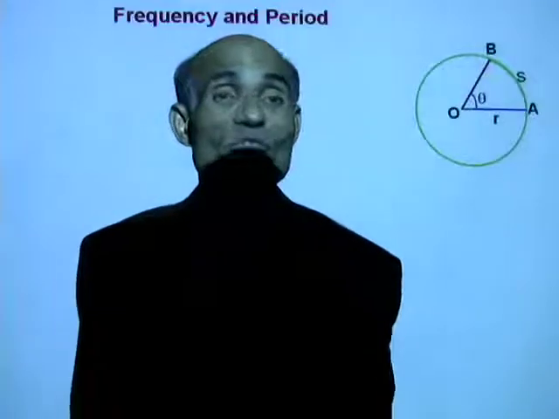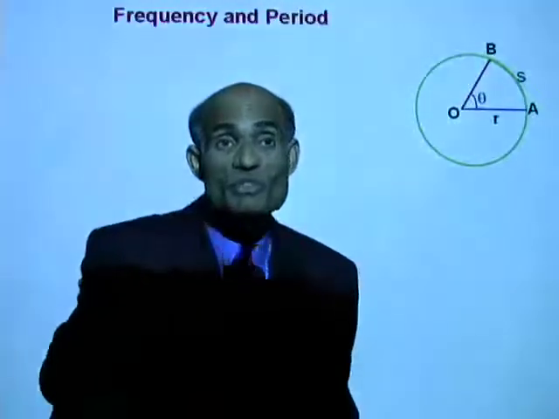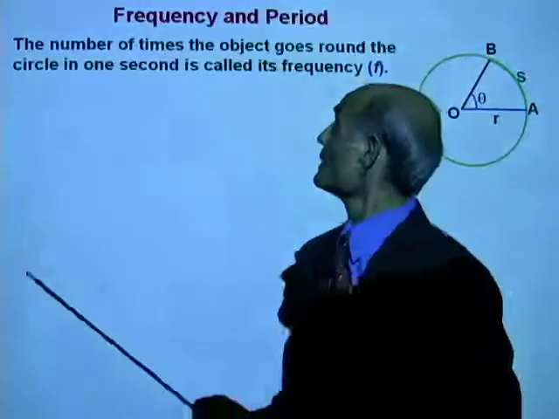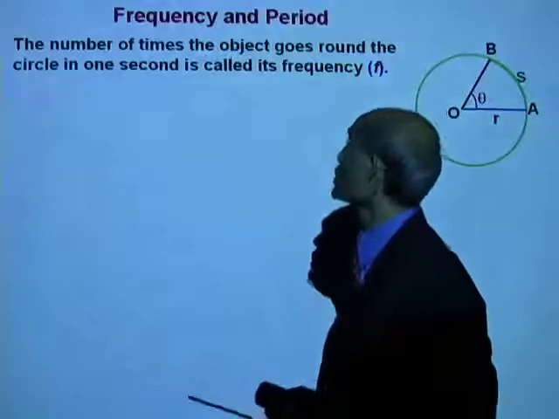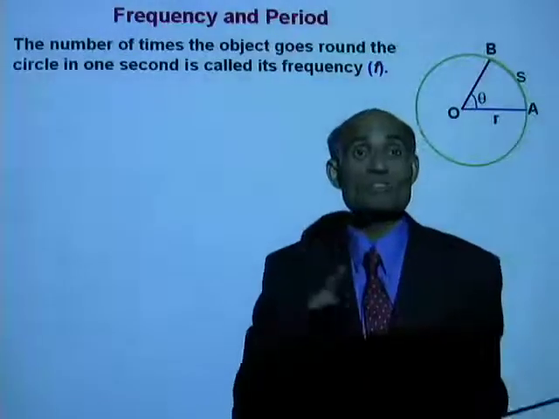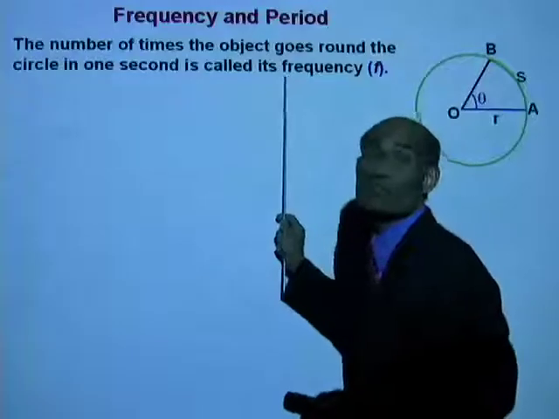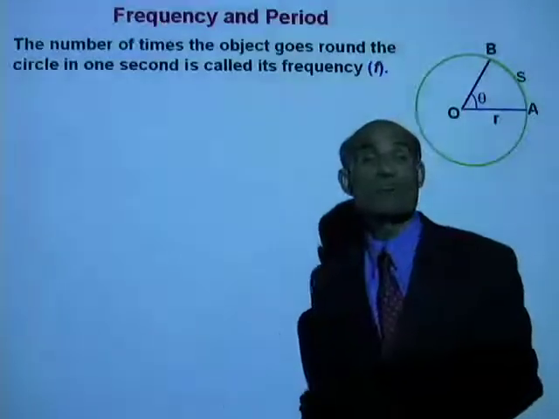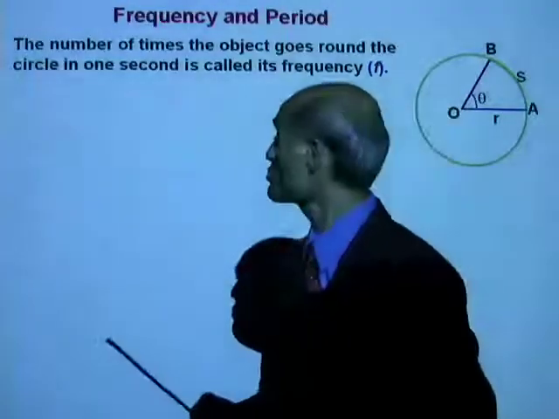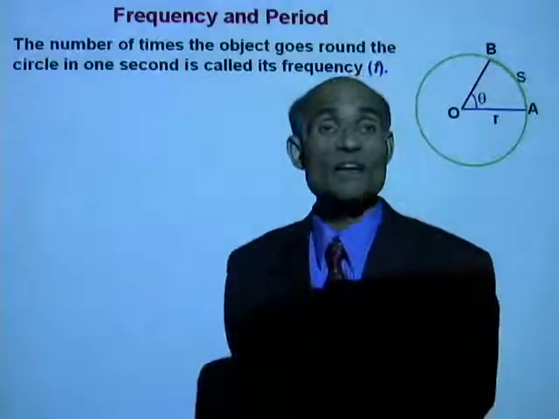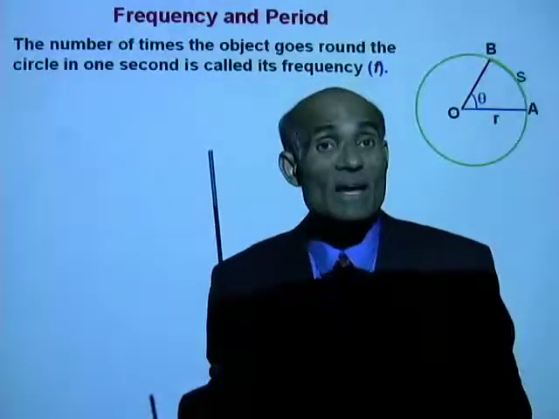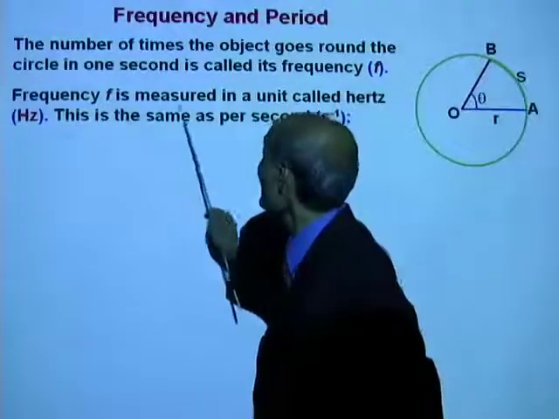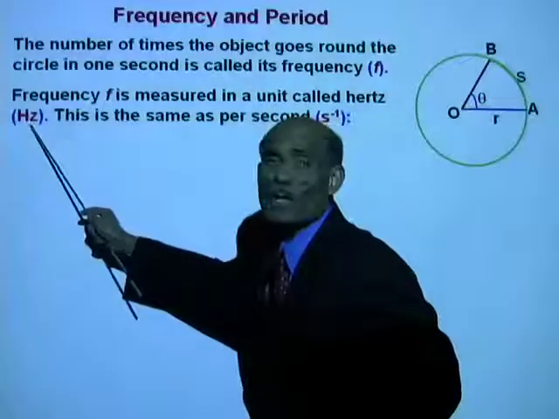That is the meaning of frequency. The number of revolutions per second is called the frequency. The number of times the object goes round the circle in 1 second is called the frequency of circular motion. And we will represent frequency by the lowercase f. Now, watch all these notations. Lowercase f represents frequency. Uppercase T represents the period. The frequency f is measured in a unit called hertz.